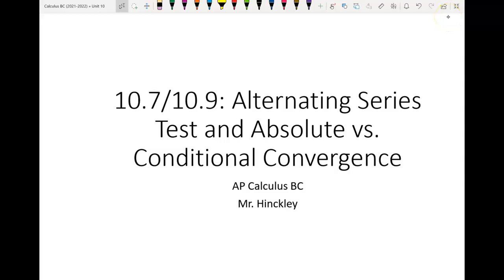So we're going to be looking at alternating series test and absolute versus conditional convergence. This whole time we've been talking about, does it either converge or diverge? But now with alternating series, we have two possibilities with converging. It either will converge absolutely or it will converge conditionally. And we'll talk about how that works out.